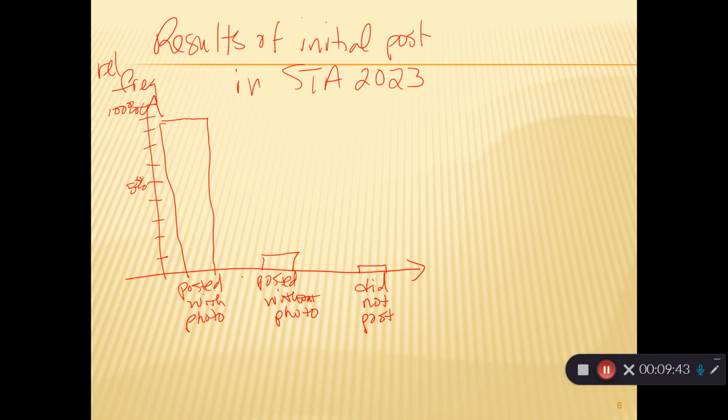Notice that there's space between each bar. Whenever we're doing categorical variables, we're doing a bar chart, I'm going to have space between the bars.